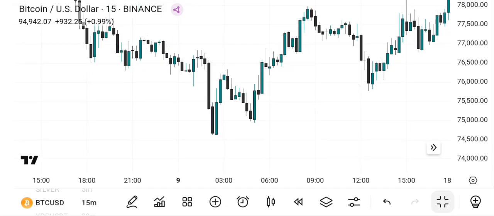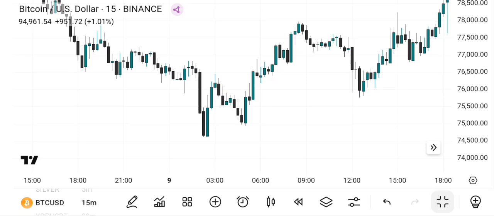Guys, let's talk about the bullish engulfing candlestick pattern.